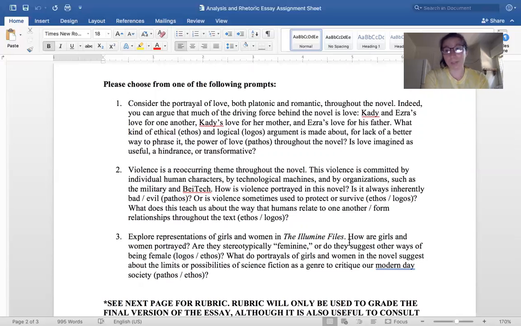We saw some horrible stuff in the section that we just read. And I do have to tell you guys, if you're a little bit squeamish, it's just going to get worse. This violence is committed by individual human characters, by technological machines, and by organizations such as the military and tech. How is violence portrayed in this novel? Is it always inherently bad or evil? Is this violence sometimes used to protect or survive? What does this teach us about the way that humans relate to one another or form relationships throughout the text?